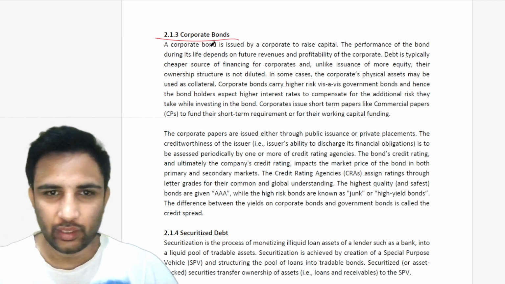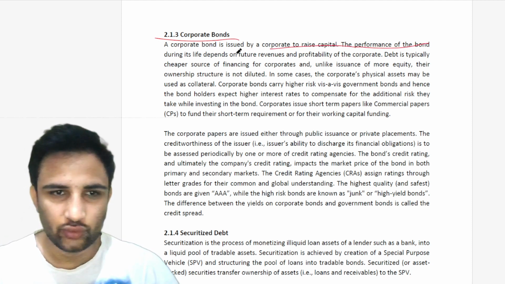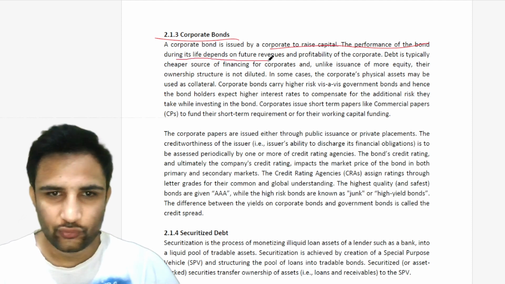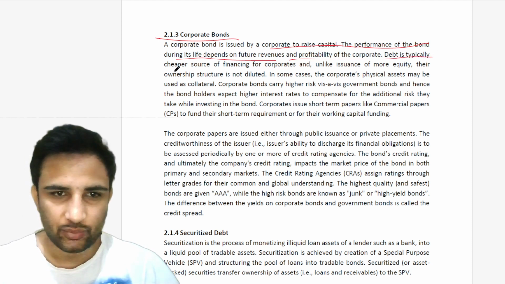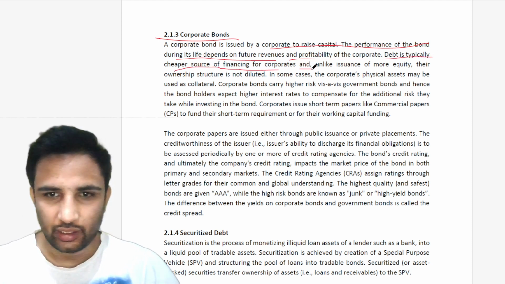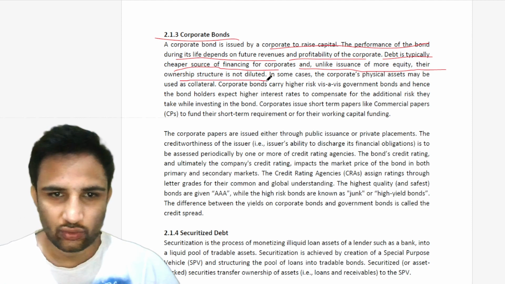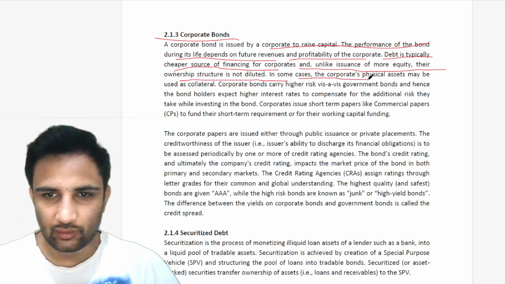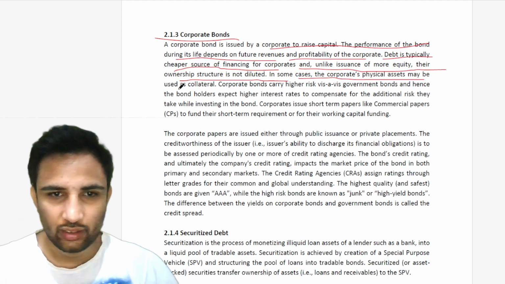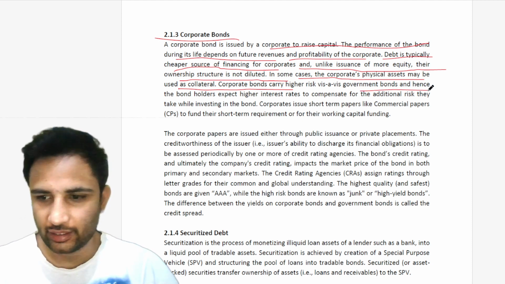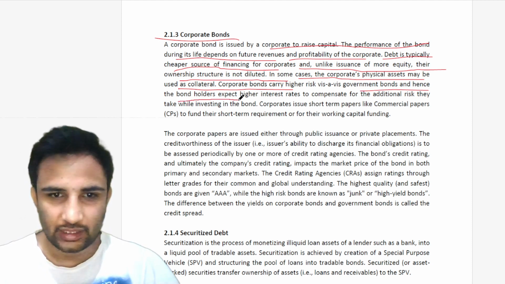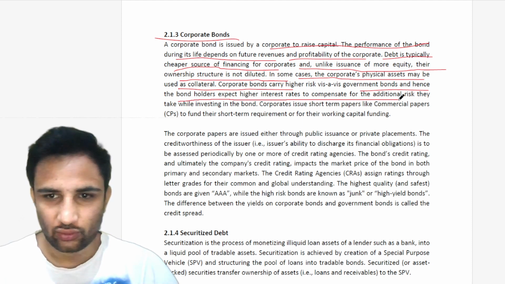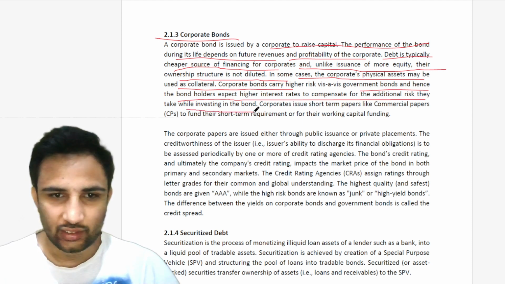A corporate bond is issued by a corporate to raise capital. The performance of the bond during its life depends on future revenues and profitability of the corporate. Debt is typically a cheaper source of financing for corporates, and unlike issuance of more equity, their ownership structure is not diluted. In some cases, the corporate's physical assets may be used as collateral. Corporate bonds carry higher risk vis-a-vis government bonds, and hence the bondholders accept higher interest rates to compensate for the additional risk they take while investing in the bond.